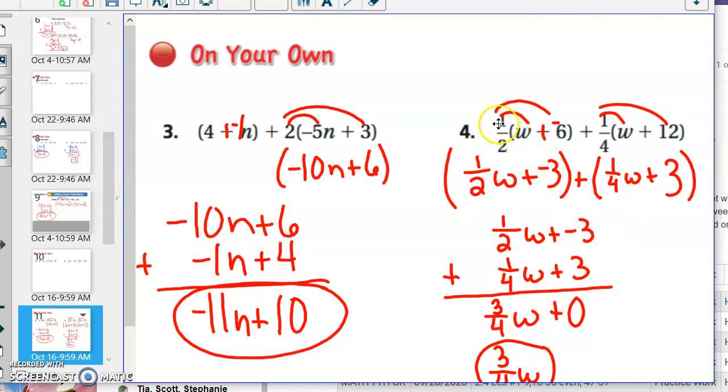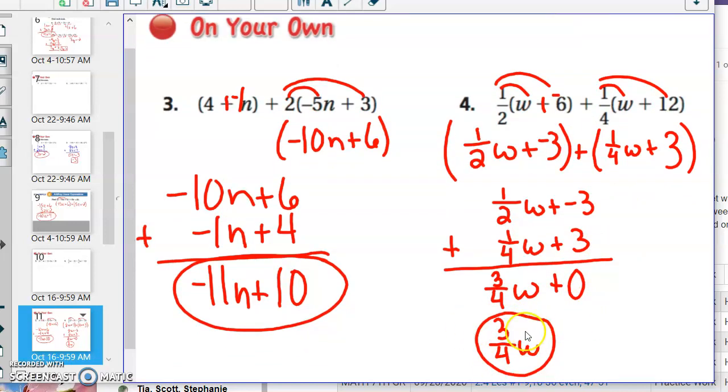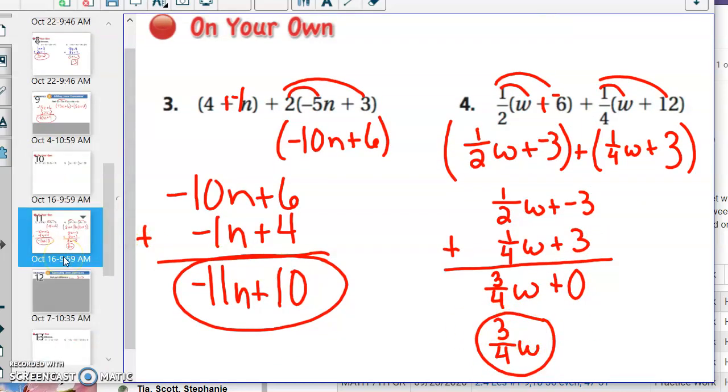Now the fractions kind of scared some students in class, so that's why I went through this one together. I distributed the half into both of those numbers, and then I distributed the fourth into both of those numbers. Then I set them up vertically, and I did a half plus a fourth, which is of course 3/4 w. Negative 3 plus 3 is of course 0, so that just left me with the answer 3/4 w.